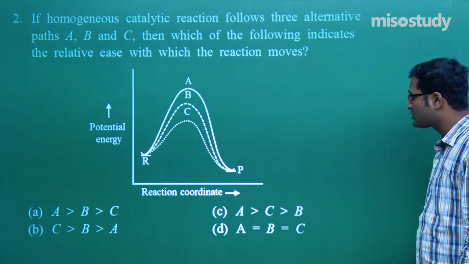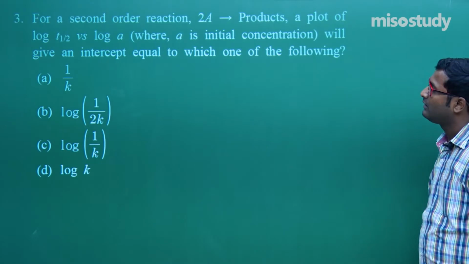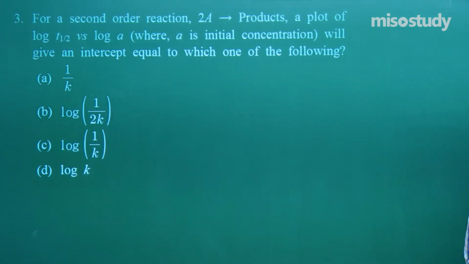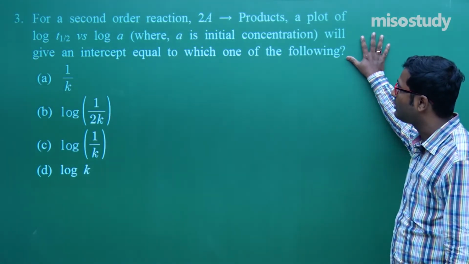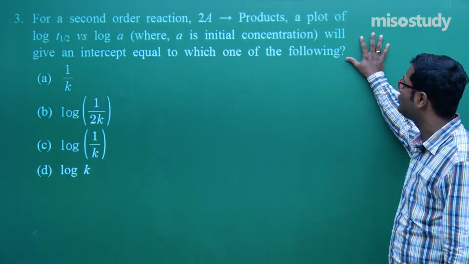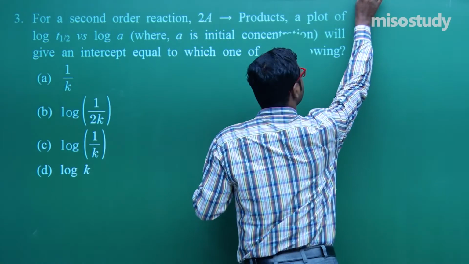What is the next question? Check it out. That is the third. For a second order reaction, a plot of log t half versus log a will give an intercept equal to which of the following? That is, we have to find the intercept in this case.